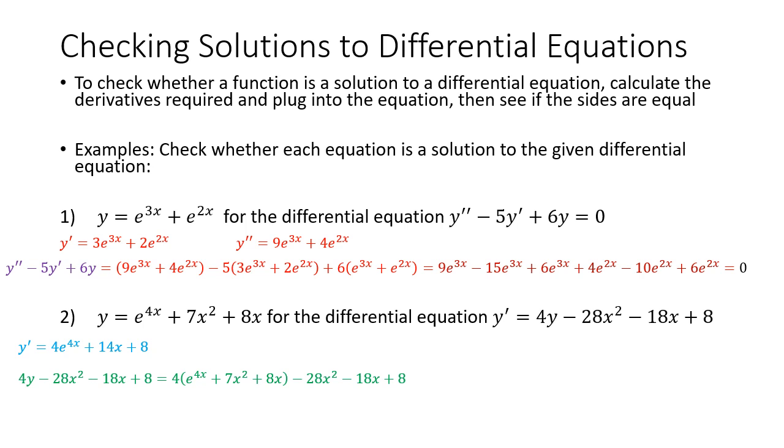we get 4 times e to the 4x plus 7x squared plus 8x in parentheses minus 28x squared minus 18x plus 8. We can then distribute, and following combining like terms, we get 4e to the 4x plus 14x plus 8, which is the exact same that we got for y prime, confirming that both sides of this equation are the same for the function e to the 4x plus 7x squared plus 8x. Again, this is not the only solution to that differential equation. However, we have successfully verified that this is a solution to it.